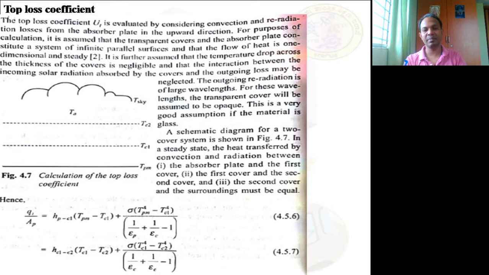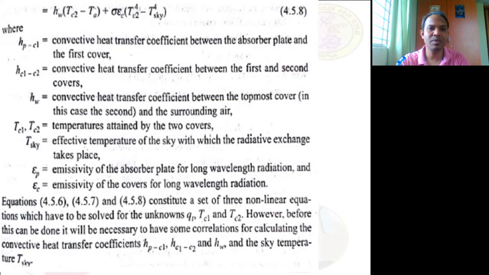Please be careful here, my dear friends. This is a wonderful concept related to the top loss coefficient. It is of higher priority because most of the loss takes place because of the top loss coefficient. Now here I just further take this. So hw is equal to Tc2 minus Ta plus. This is what is happening in the space.